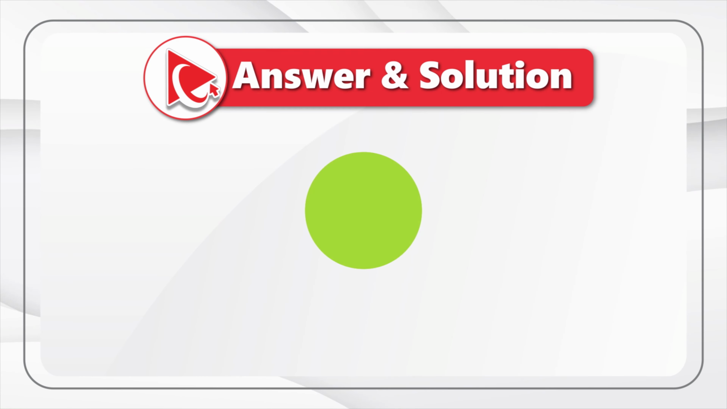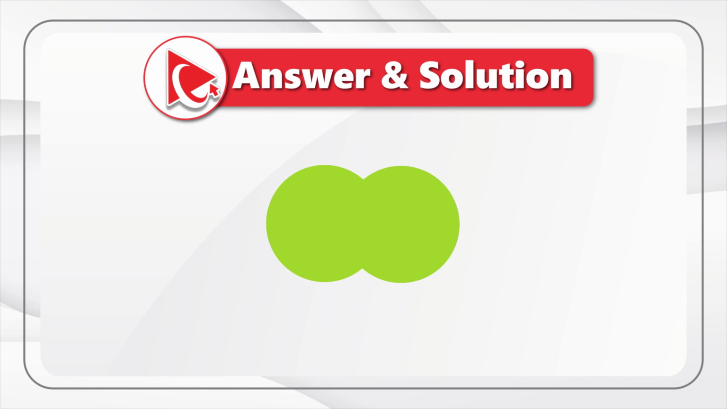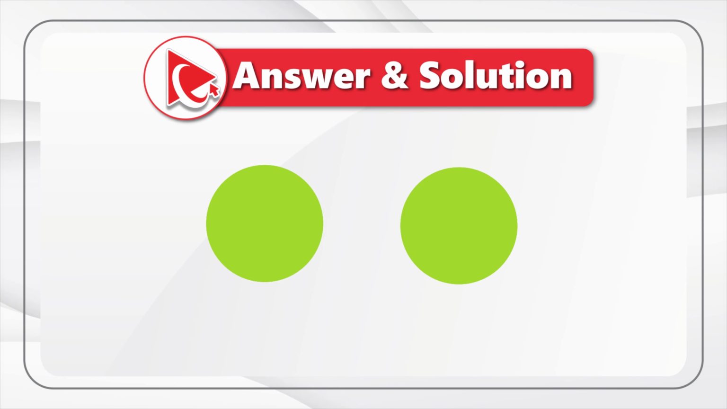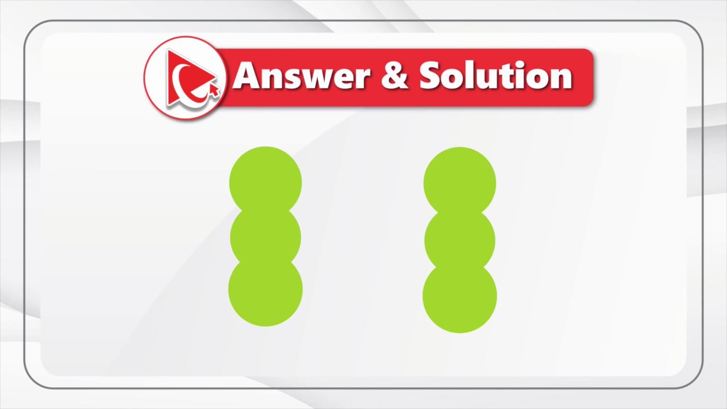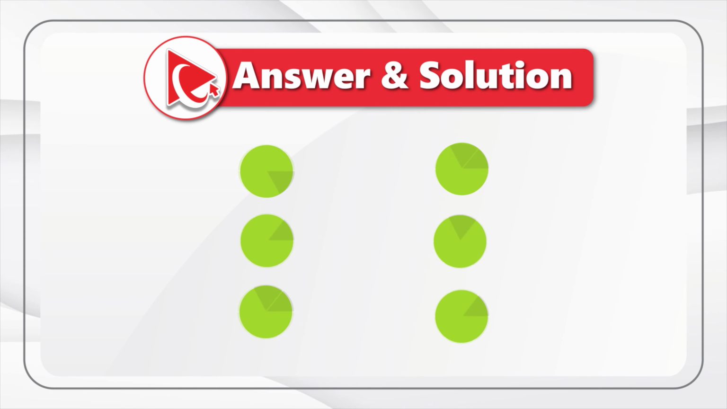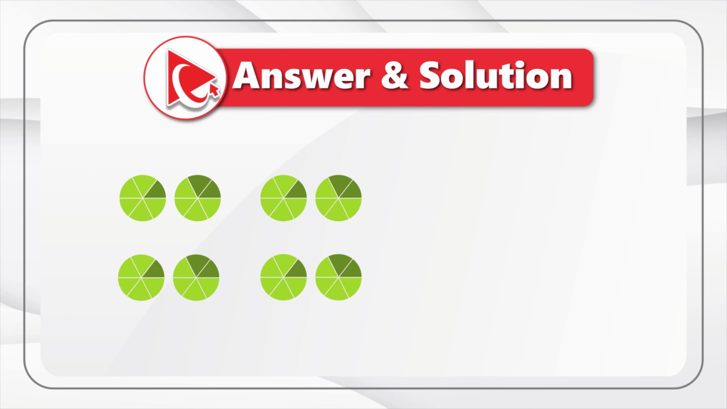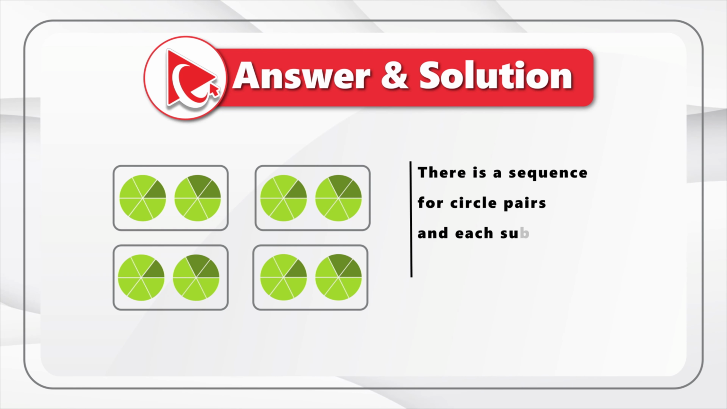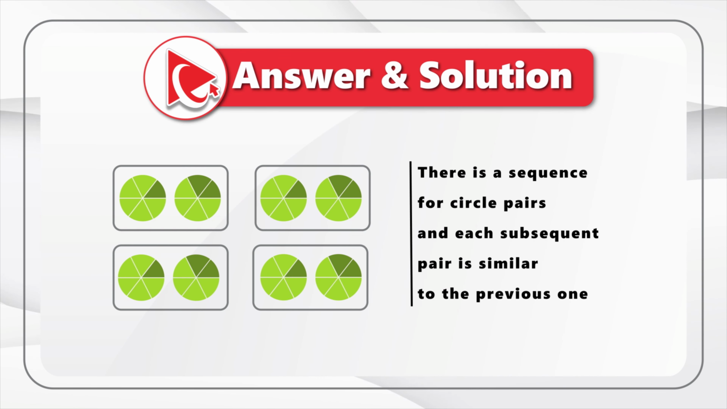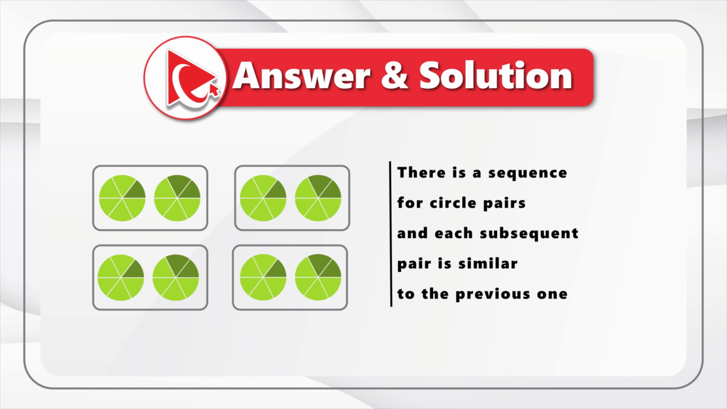To answer this question, we need to detect the pattern. And the pattern here is very simple. Each circle is broken down into sections, with darker sections and lighter sections. And if you look closely, you will see that all circles are grouped in pairs. And the pattern is hidden in the sequence for circle pairs, with each subsequent pair being similar to the previous one. Let's take a close look.